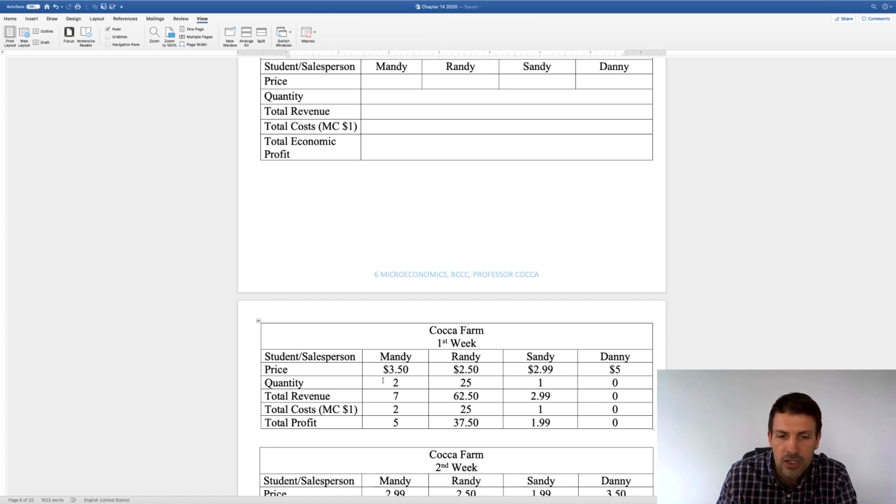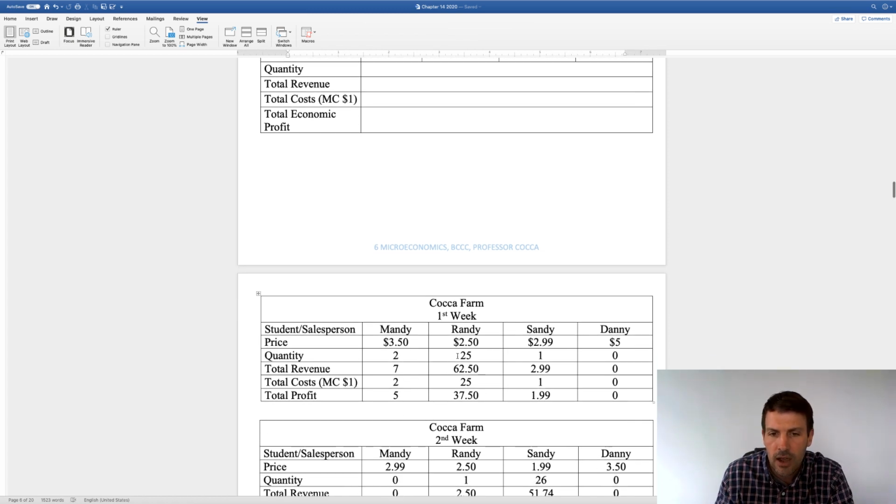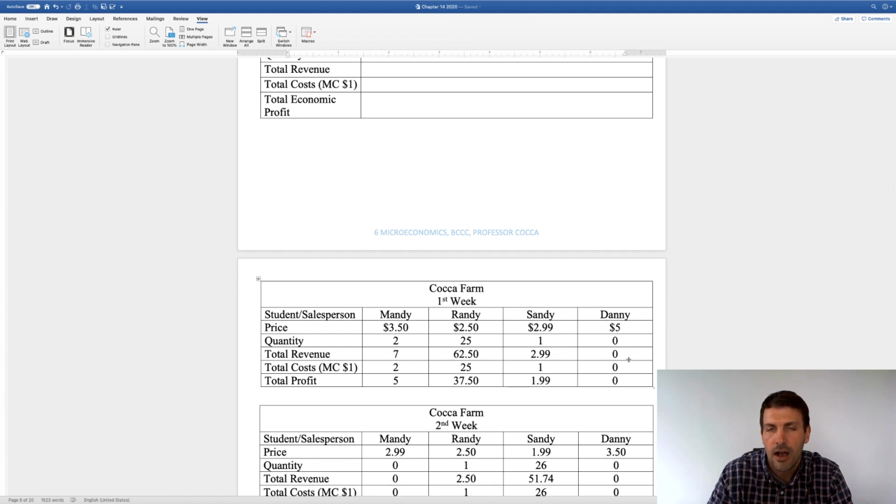All right, so Mandy has 2 gallons that she sold. Randy over here sold 25. Let's say I have a class of 30 students. Sandy only sold 1 gallon of milk, and Danny over here, he said he was going to sell a lot at $5. He didn't sell any gallons of milk.